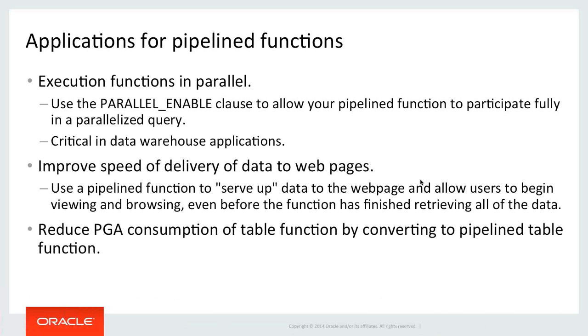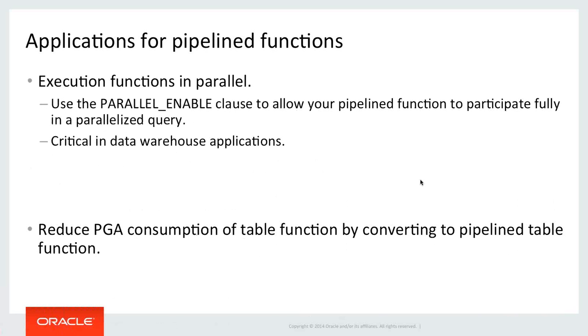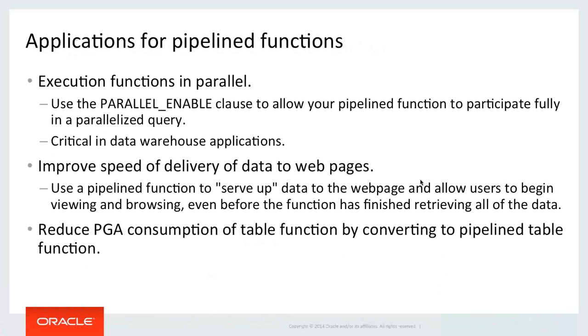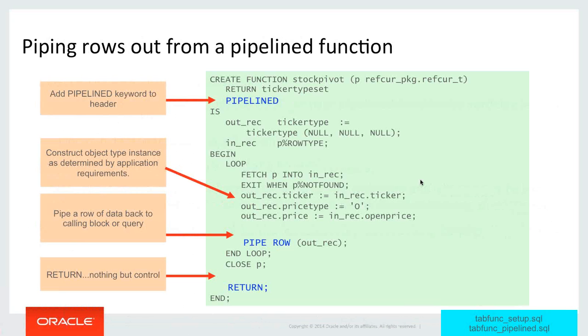And finally, pipeline table functions are a great way to reduce program global area consumption. So memory consumption of arrays: if I've got a regular table function and I build a collection with 100,000 rows of data, it can consume an awful lot of memory. And simply by converting to pipeline table functions, I can drastically reduce the amount of memory consumed. So what are pipeline table functions all about?